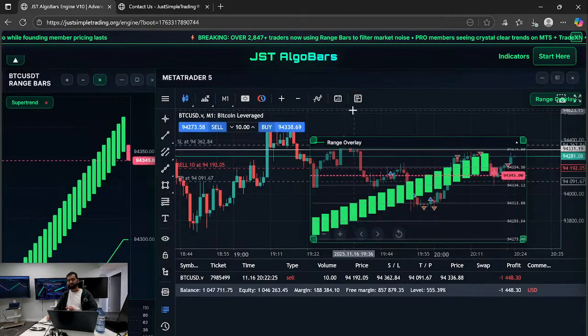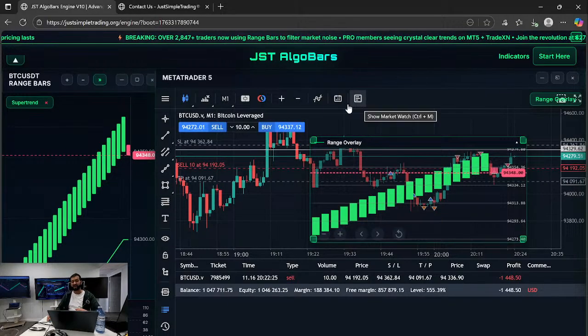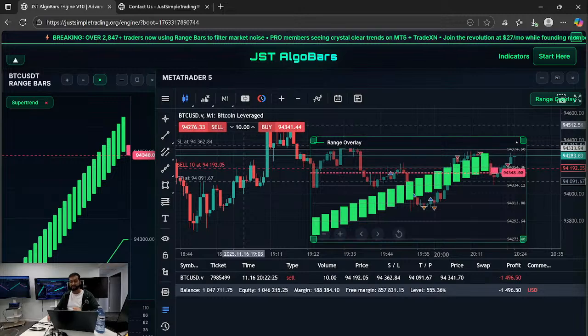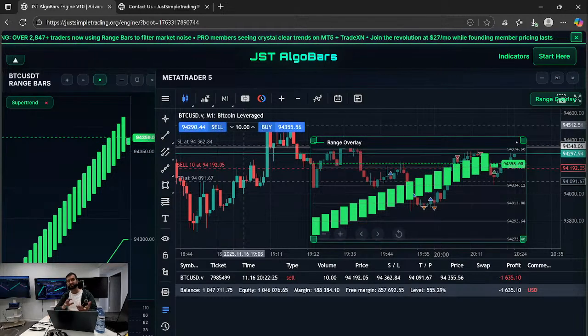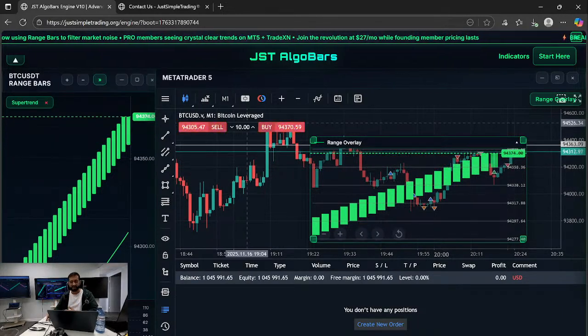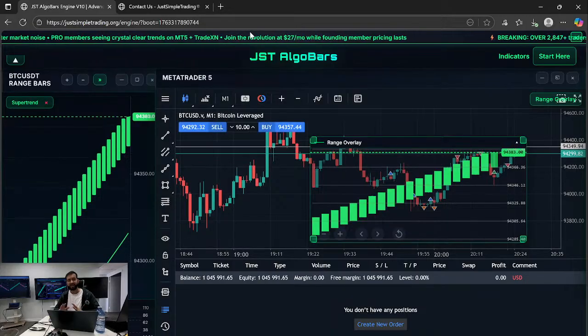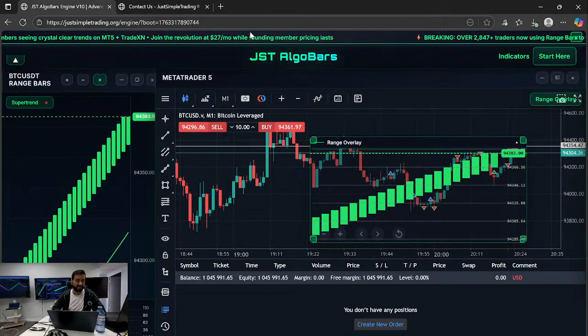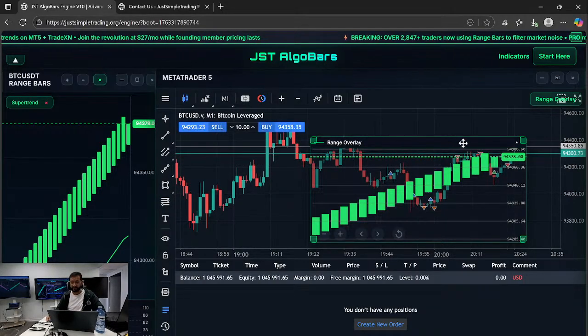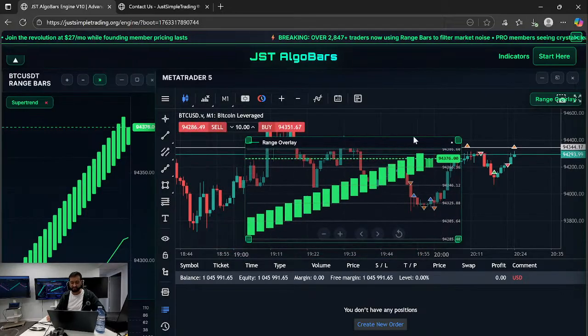Now, here's the thing. We actually don't know the future, okay? And this is why we use the range bars, because the range bars actually show us which way the market is currently going. And that way we don't have to make predictions. And we shouldn't actually be making any predictions anyways, because nobody knows the future.